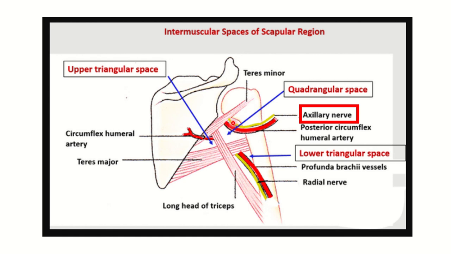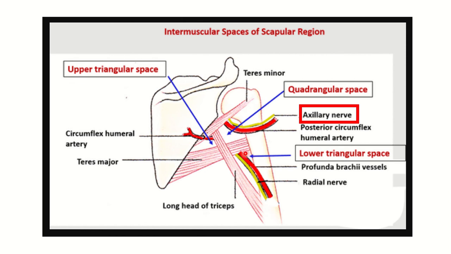Here we can see a nerve and an artery pass through this quadrangular space, and if we see the name, this nerve is the axillary nerve. So the axillary nerve passes through the quadrangular space in the back of the shoulder with another vessel, and this vessel's name is the posterior circumflex humeral artery. So in the quadrangular space two important structures pass: one is the axillary nerve and the other is the posterior circumflex humeral artery. These two contents are very important, and they have to be remembered all the time for the exam.